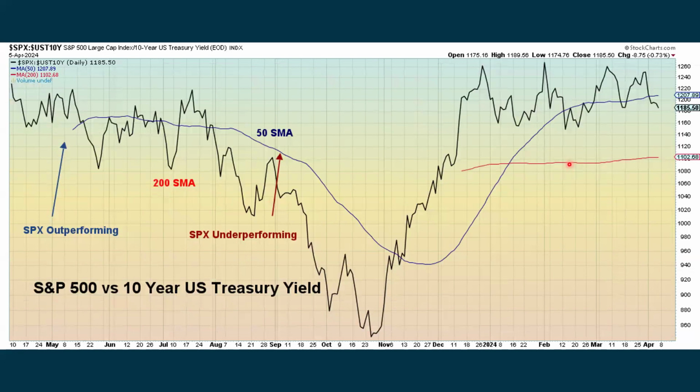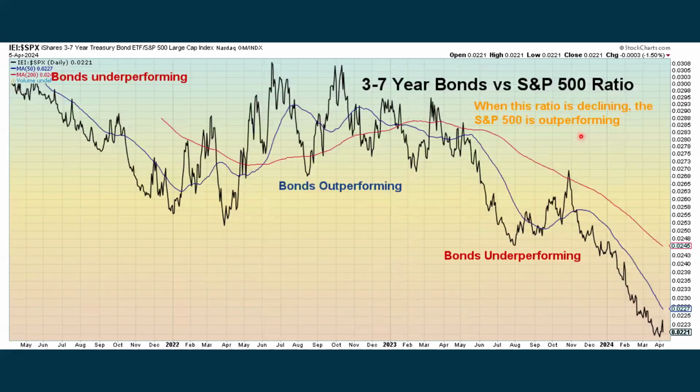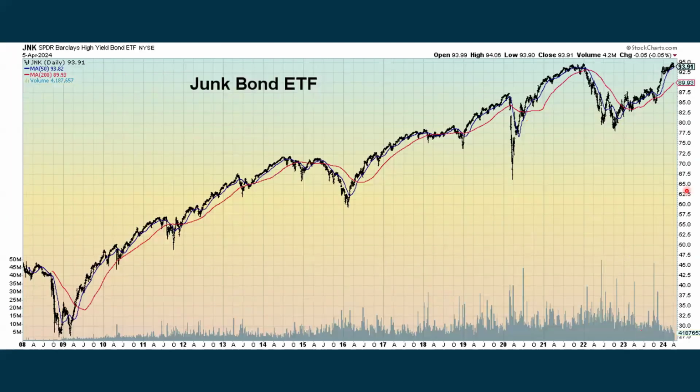We compare the S&P 500 with the 10-year yield, showing how we've been going sideways, but the S&P has been outperforming. And we look at the 3 to 7 year bonds and compare it with stocks. When this is going down the way it has been, this just means bonds based on price are underperforming. We look at junk bonds, really close to setting all-time highs and in a pretty solid uptrend.